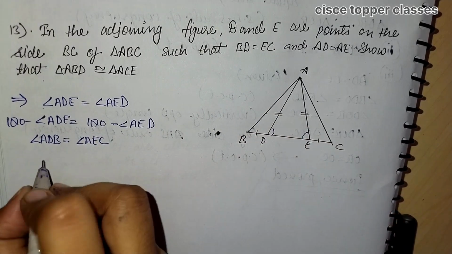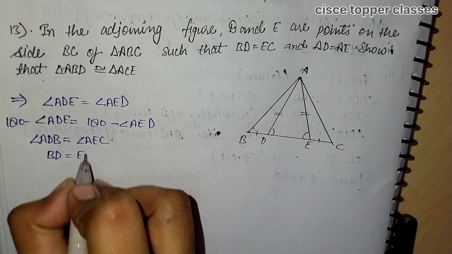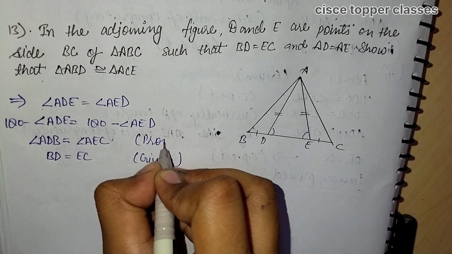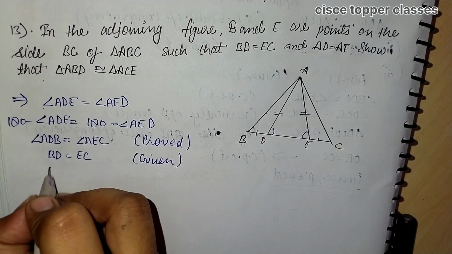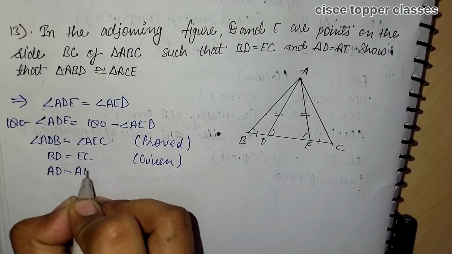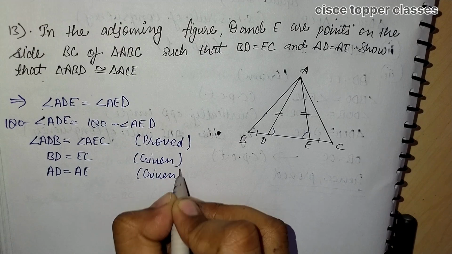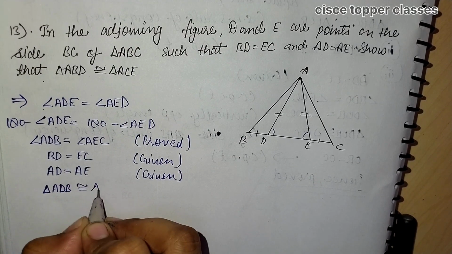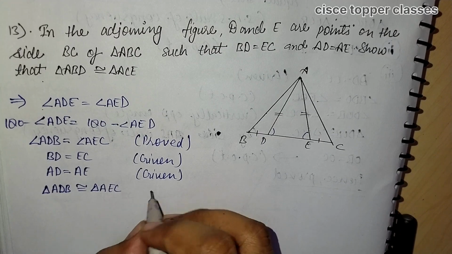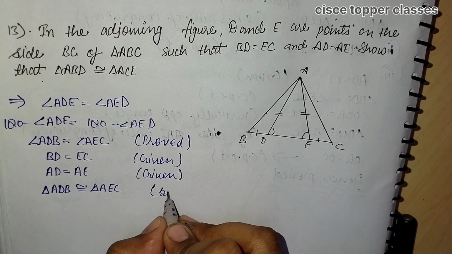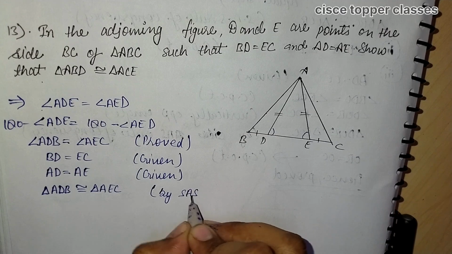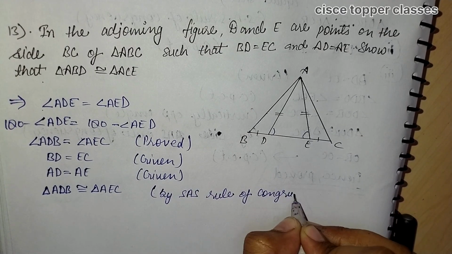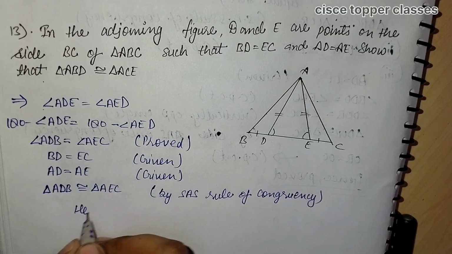Now the given information is BD is equal to EC. This is given and this we have proved here. And again AD is equal to AE. This is also given in this question. From here we can prove that triangle ADB is congruent to triangle AEC, and this is by the SAS rule of congruency, side angle side rule of congruency we have proved here. And this only we have to prove here, hence proved.